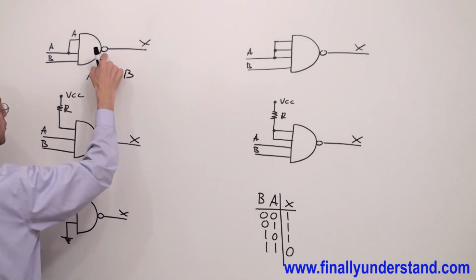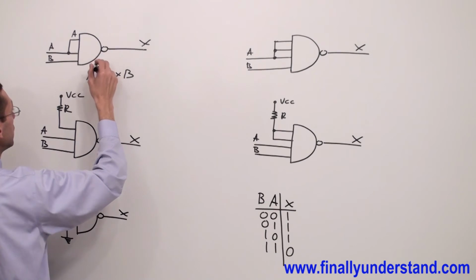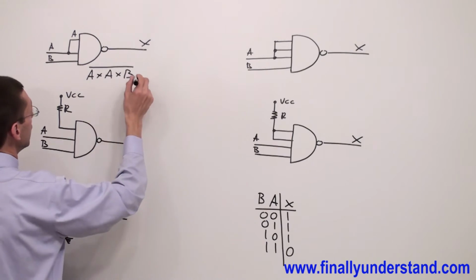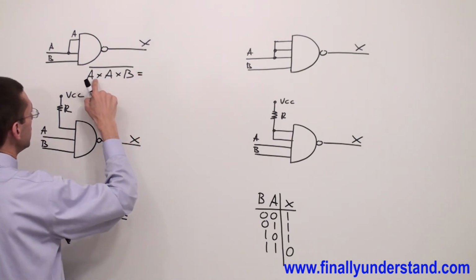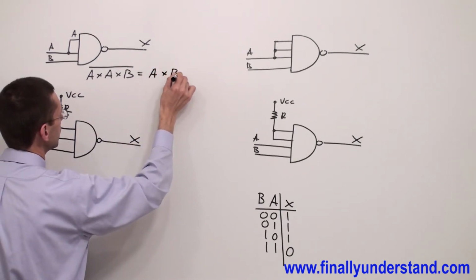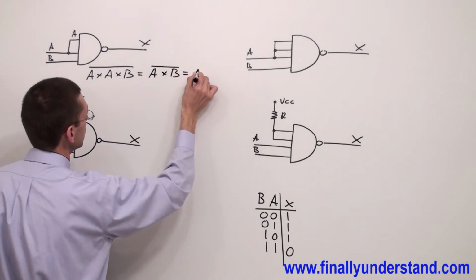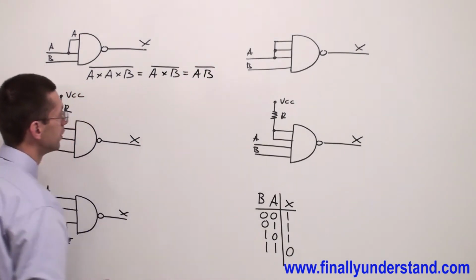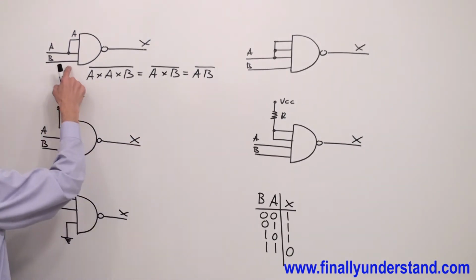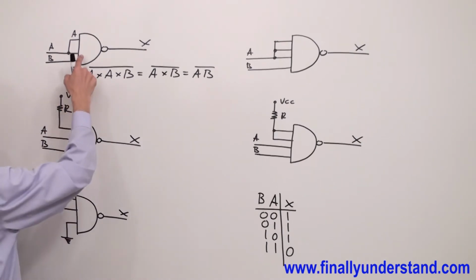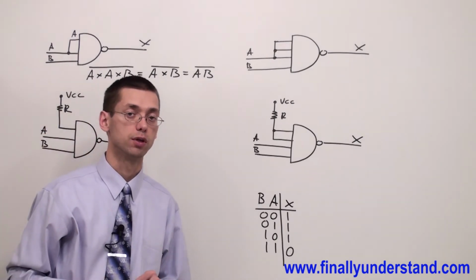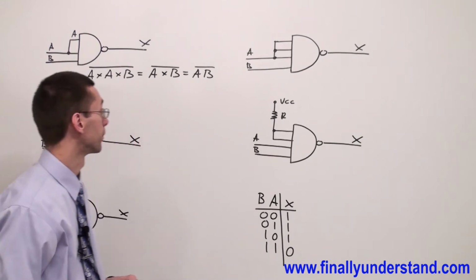And because we have an inverter, I'm going to draw a bar over this expression. Okay, so I have A times A, we have one already, A times B, all inverted. And this is nothing else but the logic expression for the NAND gate, a two-input NAND gate. So this connection is correct. So I can make this connection in order to convert a three-input NAND gate to a two-input NAND gate.